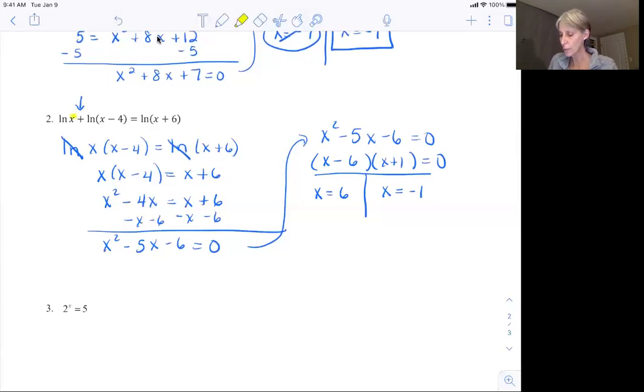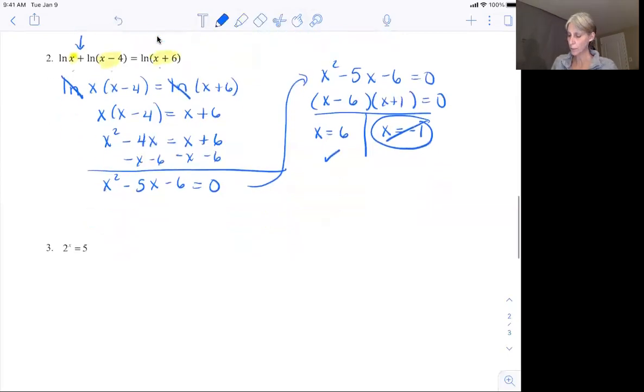So we always go back up here and we look in our original arguments. When I plug in 6, I'm safe. When I plug in -1, it fails in the first check. Okay. So those are some quite easy examples. Let's look at another type of equation.